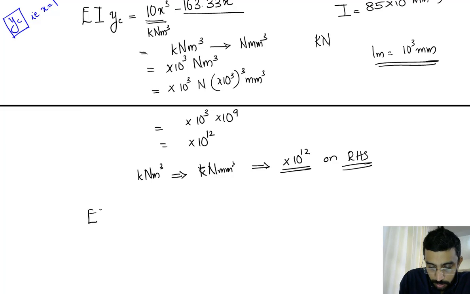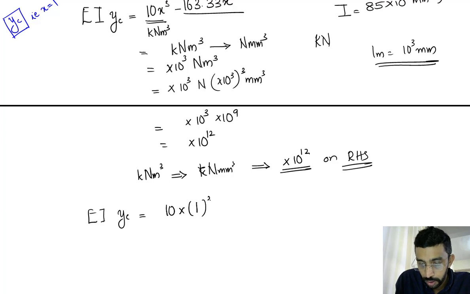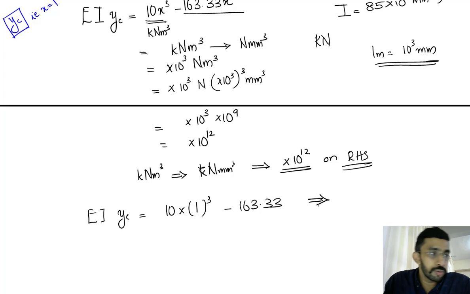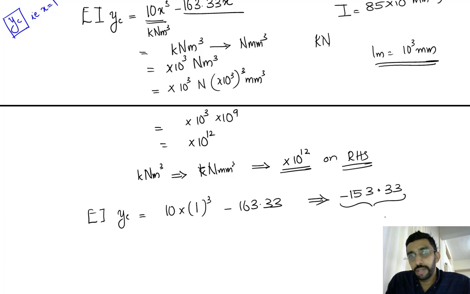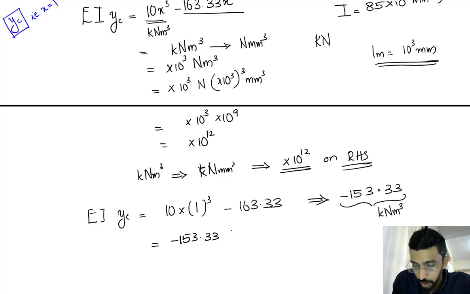So let it be like this: EI into YC equal to 10 into, what is the value of x? It is 1 cube minus 163.33, and whose value is going to be obtained as minus 153.33, and this term has a unit of kilonewton meter cube. So in order to substitute everything in Newton and mm cube, I have to multiply by 10 power 12 here. So 153.33 into 10 power 12 will convert this into Newton mm cube.